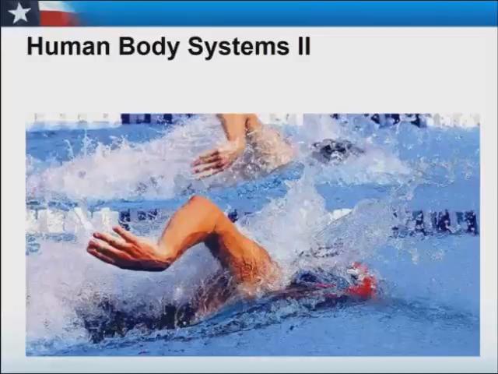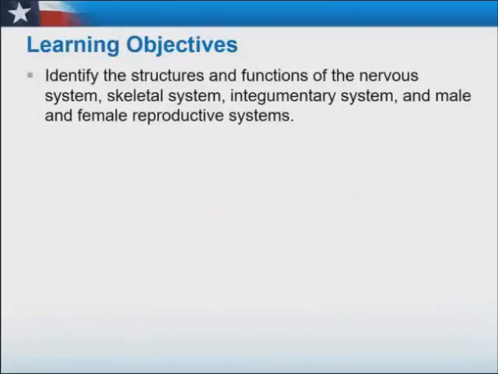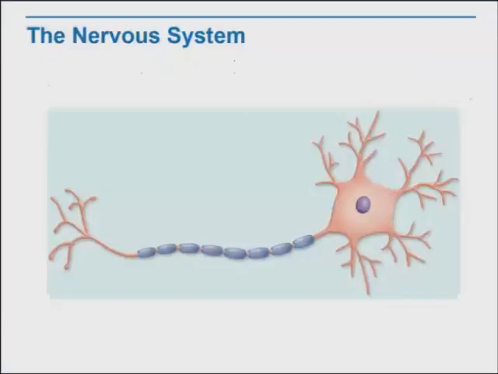Welcome to Lesson 30.3, Human Body Systems, Part 2. In this lesson, we'll identify the structures and functions of the nervous system, skeletal system, integumentary system, and male and female reproductive systems. The nervous system is our window on the world.